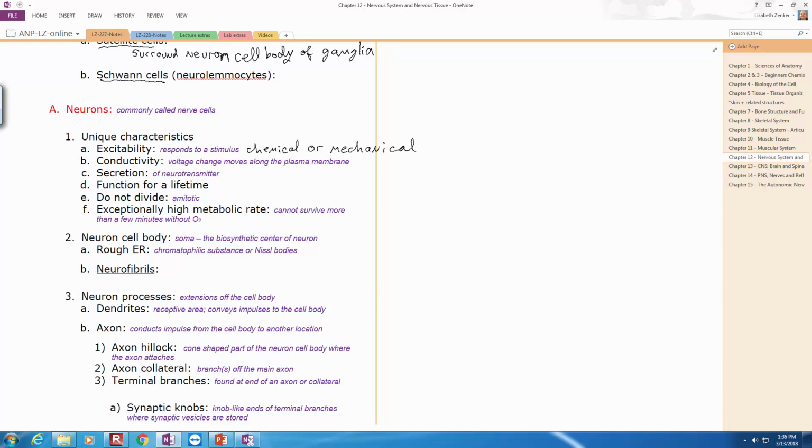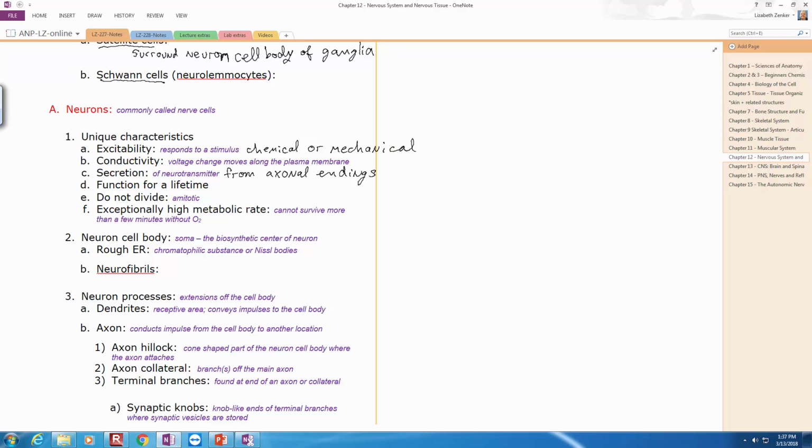So the excitability. Conductivity is a voltage change moves along the plasma membrane, just like on a muscle cell. So we already learned about that. Secretion of neurotransmitter, and in this case it's from axonal endings, which we did see a little bit of when we talked about the muscle. These are the guys that are releasing acetylcholine across then the synaptic cleft that stimulated the motor end plate on the skeletal muscle cell, right? This is that. The secretion of neurotransmitter is that axonal ending, that synaptic knob that we talked about before.